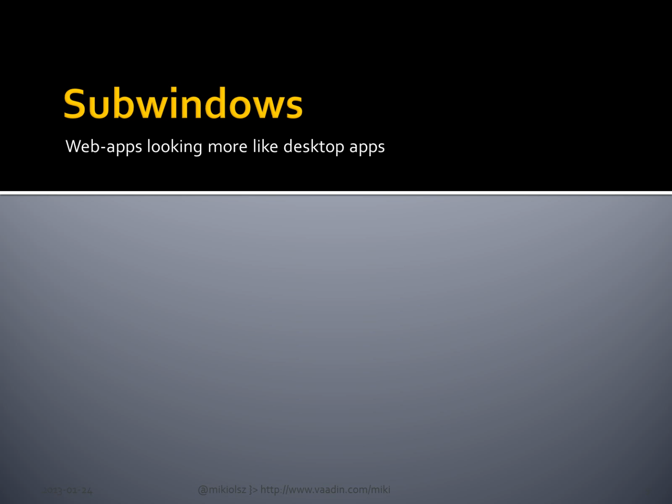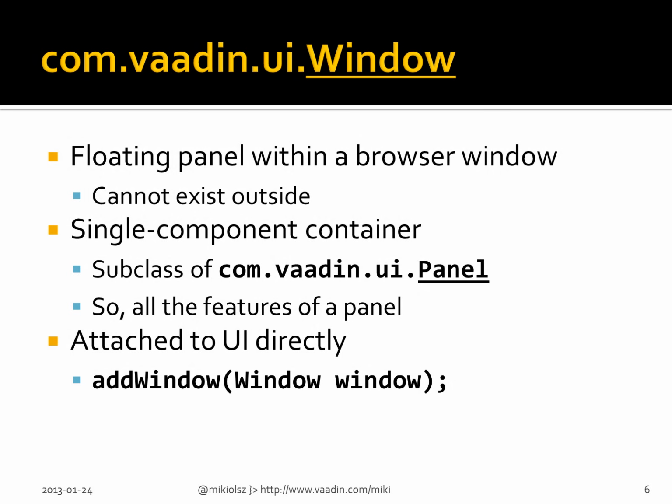This can be, for example, for compatibility reasons, compatibility of user experience. So you have a typical desktop application which you are porting to a web interface. So not to put any obstacles in front of the user, you just port also the UI with windows and things like that. So what is a window? It's basically a floating panel within a browser window. It cannot exist outside the web browser window, so it's bound to whatever the user sees there. It is a single component container.